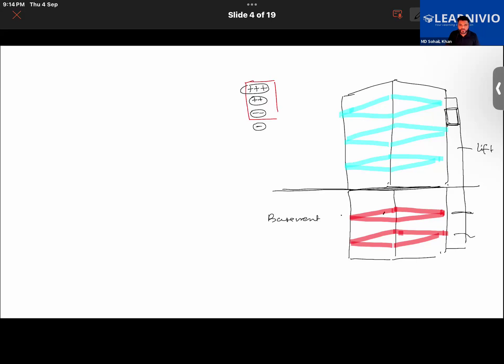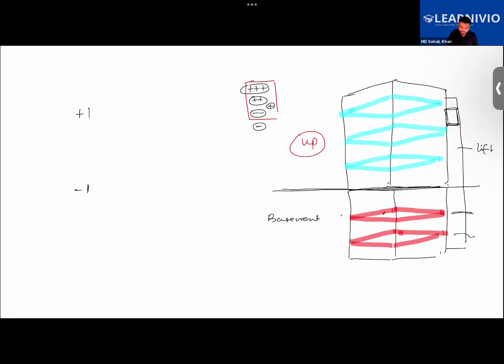All right. Suppose if you want to go up, which button will you be pressing, the positive buttons or negative buttons? Positive. Unless you're going from basement number -2 to -1, you have to use positive. If you press the +1 button once, then you will go up 1 floor. And if you press the -1 button once, you will go down 1 floor.